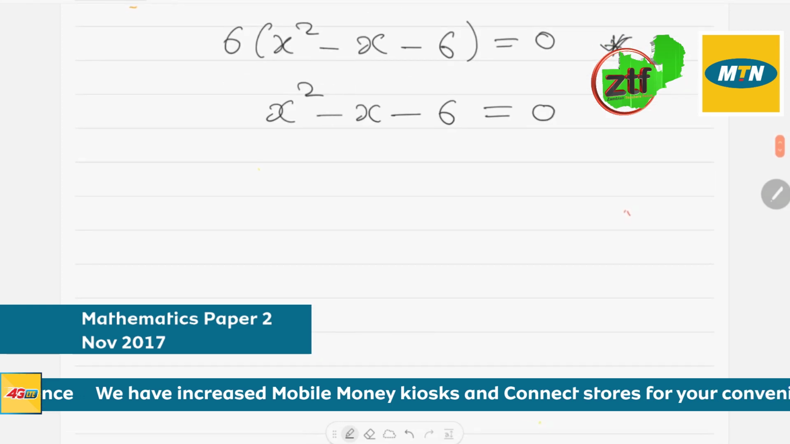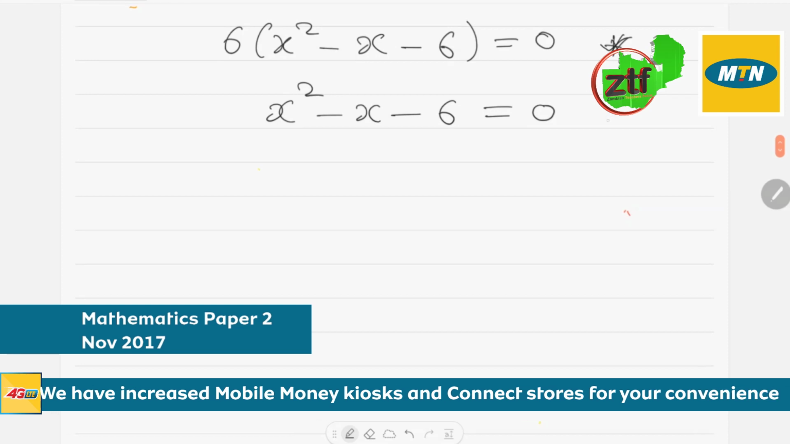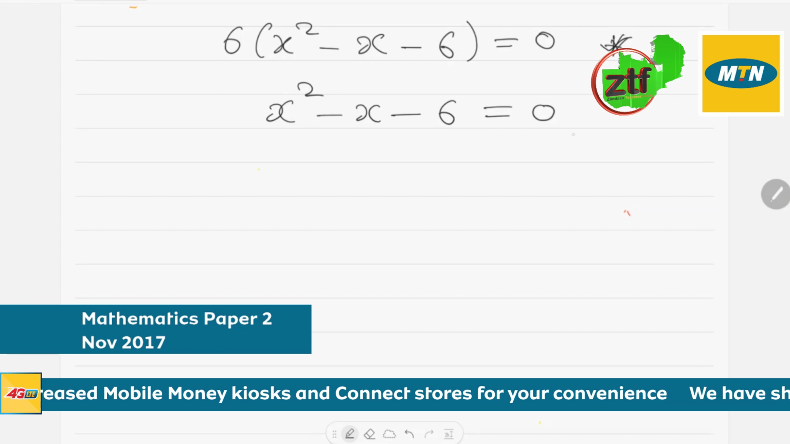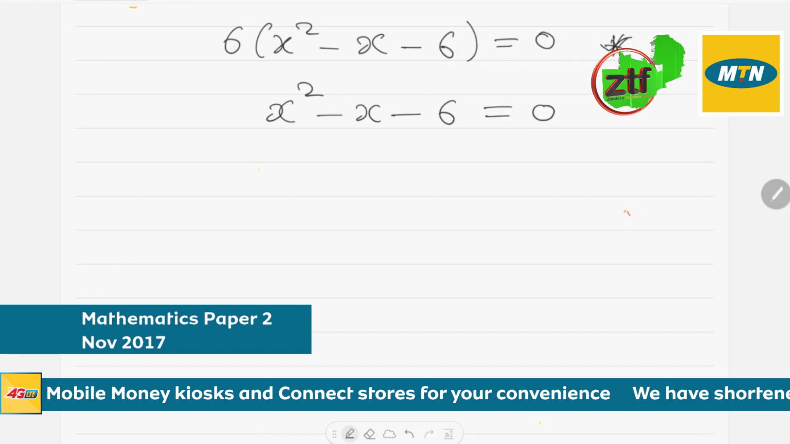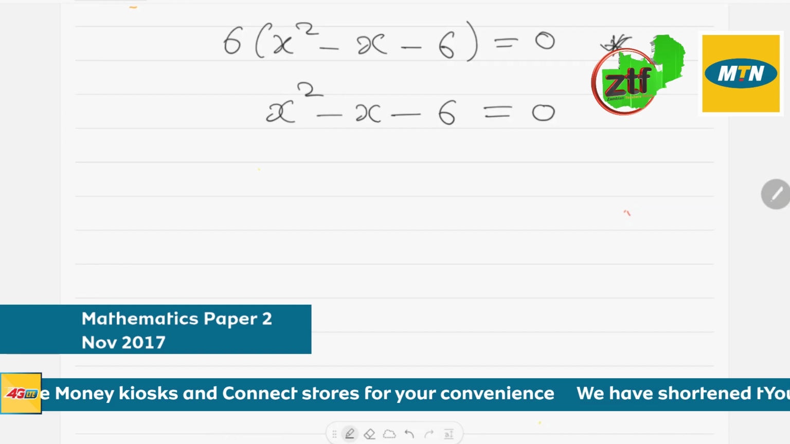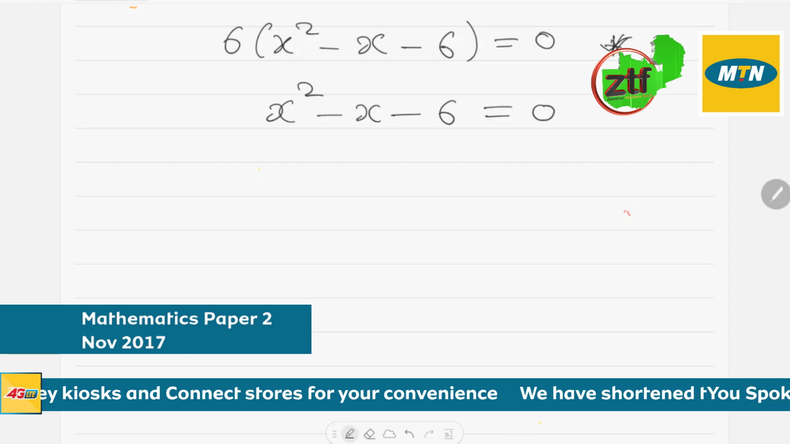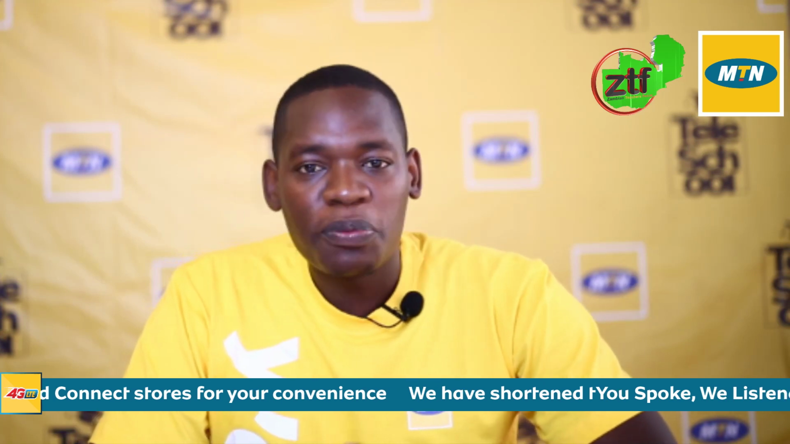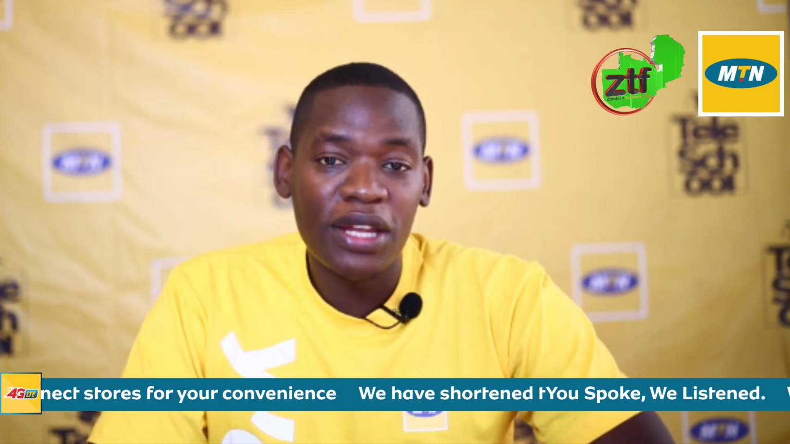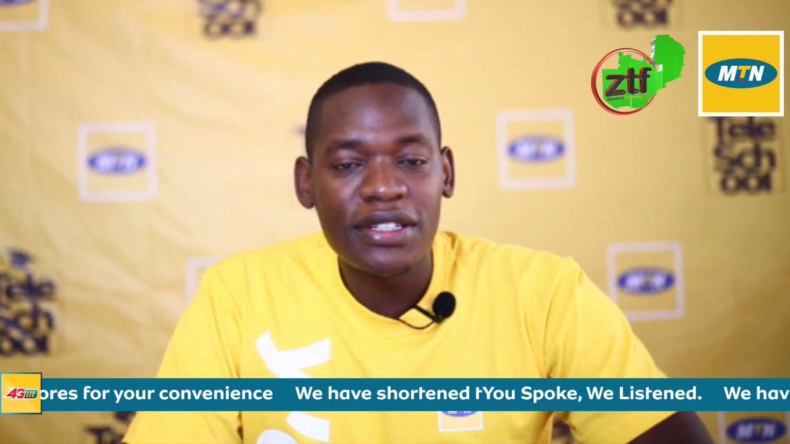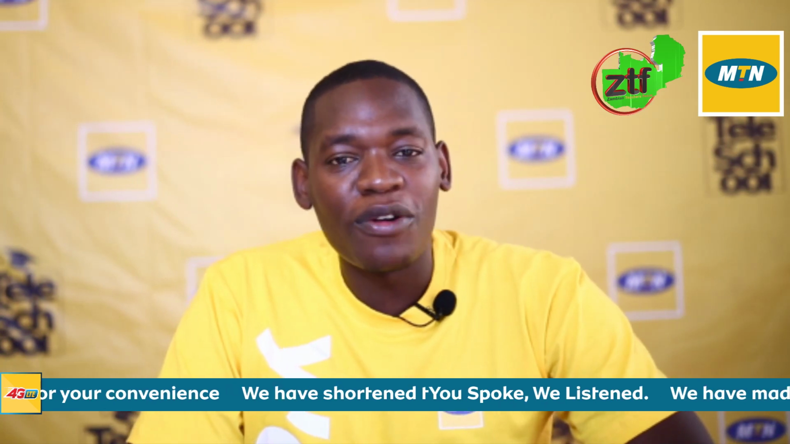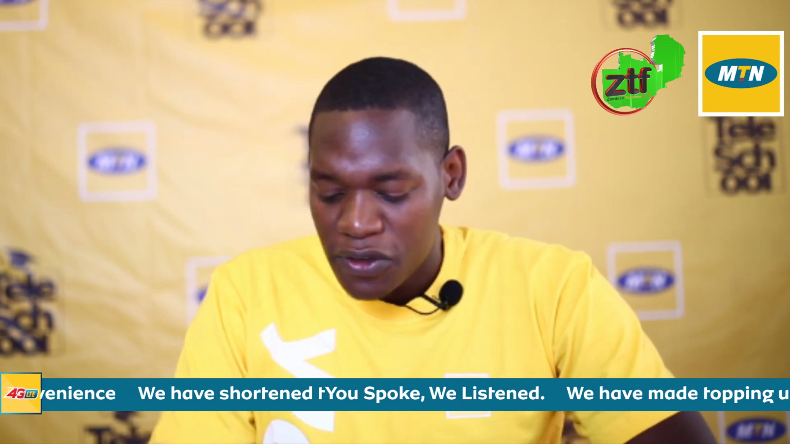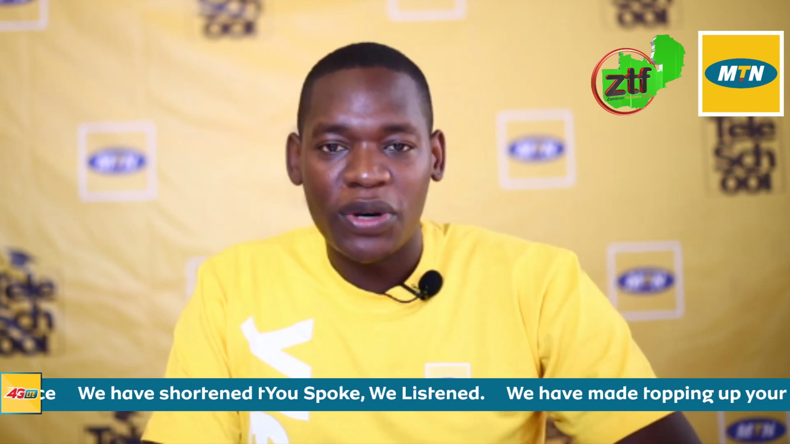So we have the equation x squared minus x minus 6. So this is a quadratic function or a quadratic expression. So how can we find now the coordinates or the values of x? So solving quadratic expressions, you can use different methods. You can use a factorization method, you can also use completing of the square method, and you can use graphical method. Okay, so I'm going to use factorization method.